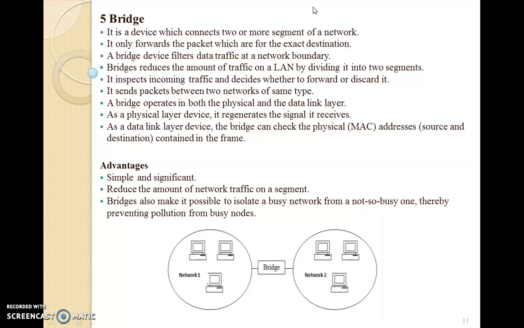Then it filters the data traffic and reduces the amount of traffic. It also inspects the incoming traffic in order to find out whether there is a fraudulent act or not. A bridge operates in both the physical and data link layers of the OSI reference model. A bridge can check the most important physical address, the MAC address, media access control address, source and destination, in order to send and receive data at the perfect location.